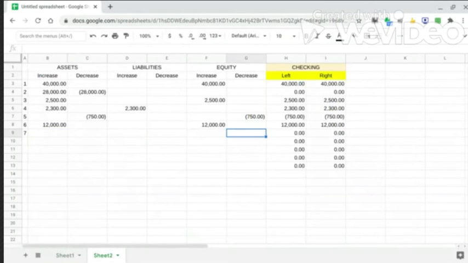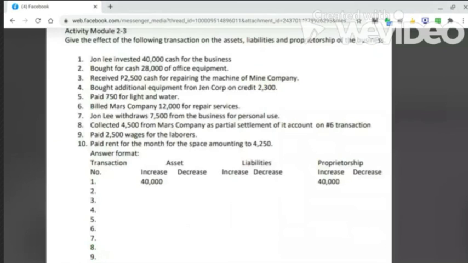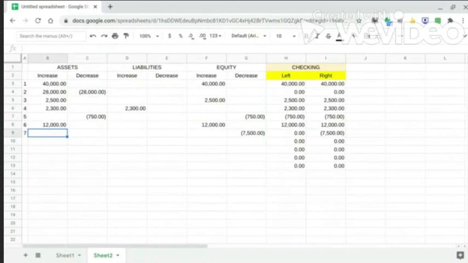And ano ba yung winidraw niya? Of course, yung 7,500 na yan, cash yan, pera yan. Kukuha siya ng pera dun sa business niya. Which means, mababawasan yung asset niya or yung cash niya ng 7,500 pesos din. Okay? So again, checking, negative 7,500 on the left side, negative 7,500 on the right side. So tama tayo dyan. Next is number 8.